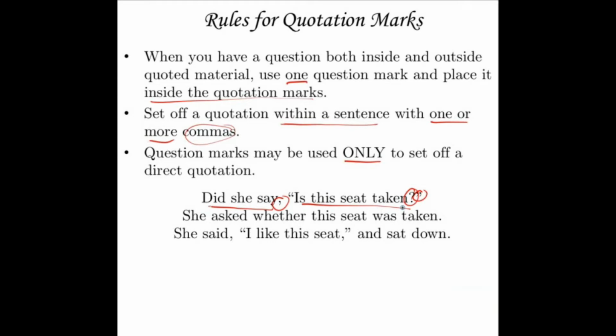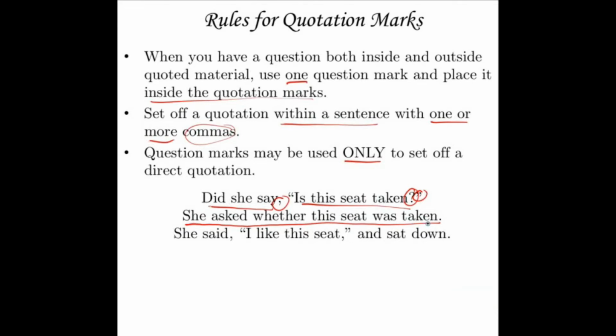That sentence does not quote her in any way. It doesn't quote her words. What she actually said, we assume, was, "Is this seat taken?" Whether this seat was taken is not what she said. So this is just a declarative sentence. It has no quotation marks because no one actually gets quoted. You're summarizing what she said.